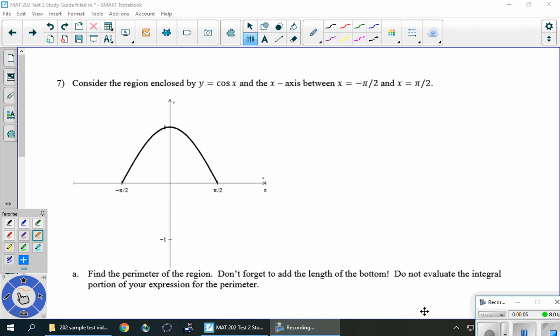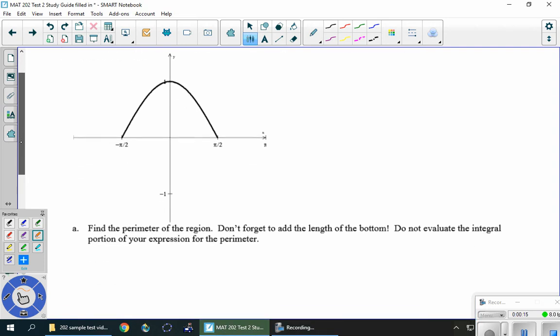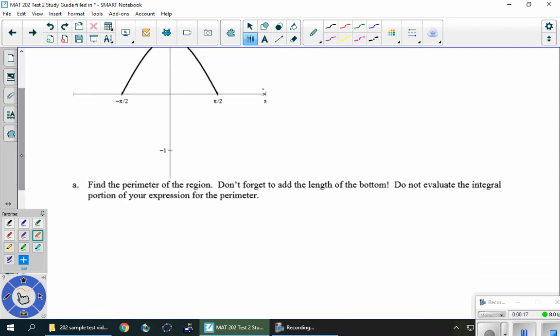Consider the region enclosed by y equals cosine x and the x-axis between x equals negative pi over 2 and x equals pi over 2. Find the perimeter of the region. Don't forget to add the length of the bottom. Do not evaluate the integral portion of your expression for the perimeter.